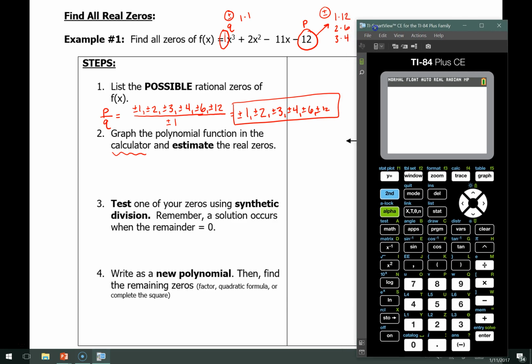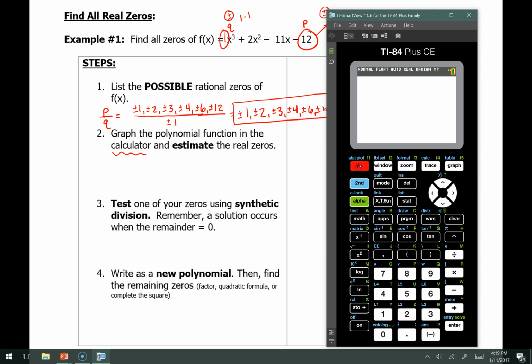So let's pull our calculator over, and in the y equals, plug in this problem that we're working with. The problem says that x to the third power plus 2x squared minus 11x minus 12. Okay, so I've got my polynomial plugged in, so let's look at the graph now.